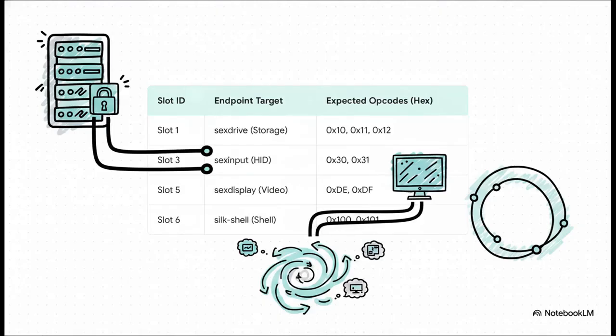And here's exactly how it works. The map dictates, forever, that if you want to talk to the storage server, you send your message to slot 1. Need the display server? That's always at slot 5. It's a permanent, system-wide directory. And look, the map even specifies the language each server speaks, listing the exact commands they understand.